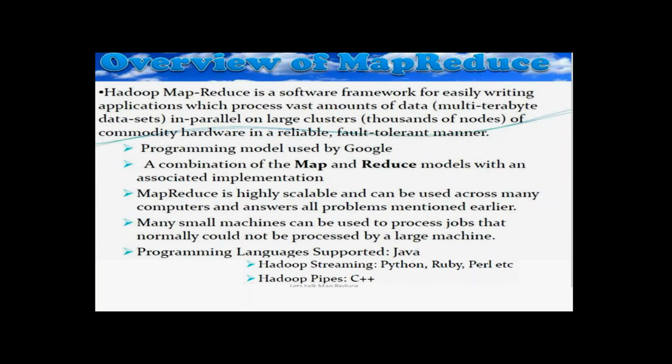The programming model was given by Google. This MapReduce programming model was given by Google, and it was later implemented by Yahoo and given to open source, and all combined together we call it the Hadoop framework. Even HDFS was developed based on a concept given by Google, which has the Google File System. Based on that concept, we developed the Hadoop Distributed File System. A combination of the map and reduce model with an associated implementation, that's called MapReduce, obviously.